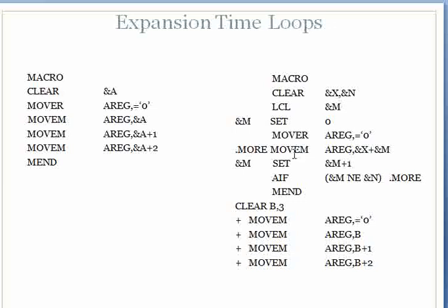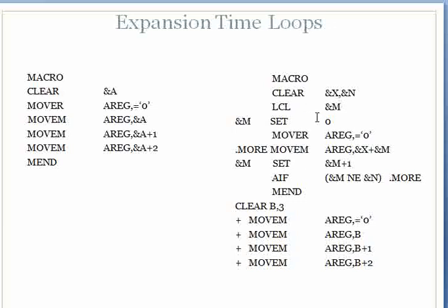Then what would it do? It would move the contents of A register into this formal parameter X, the actual value is B, so it would be B plus 0 because initially the value of M is 0. So it is moving the contents of A register into B. Then it will increment the value of M by 1 using this preprocessor statement called SET.